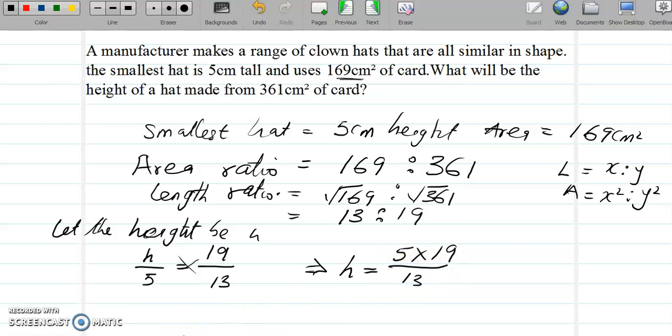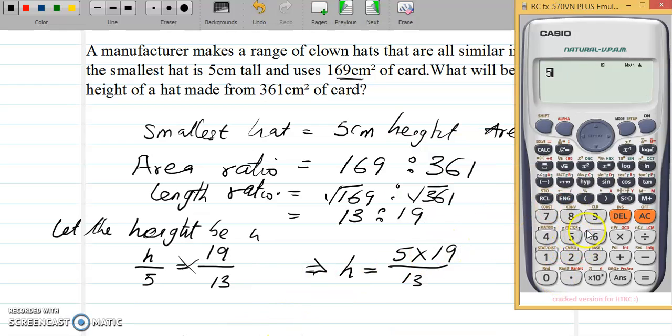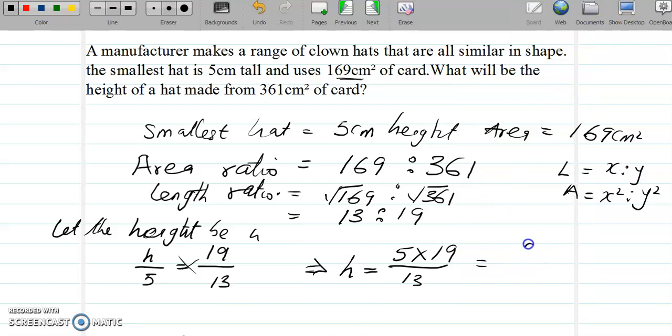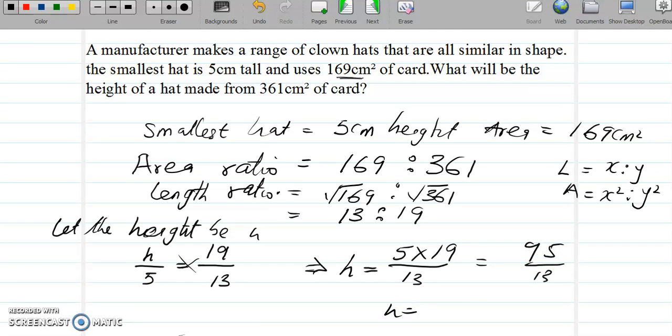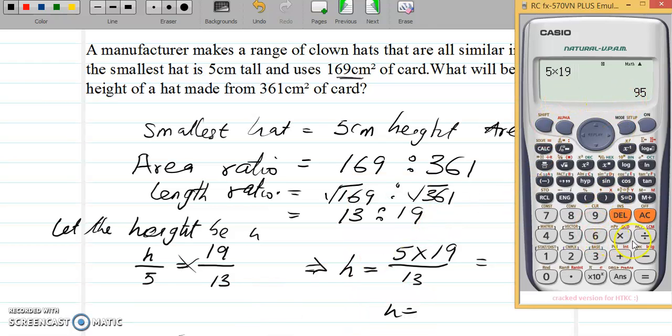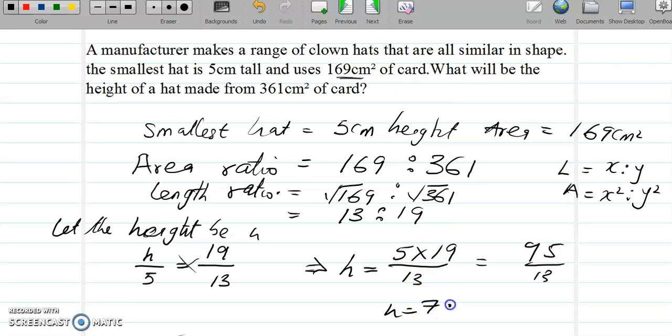So check 5 times 19, that gives us what? 95. We have 95 divided by 13. So 95 divided by 13 gives us what? Okay, this is a recurring decimal. We have 7.3, okay, so that gives us 7.3 cm. That's how we solve the problem.